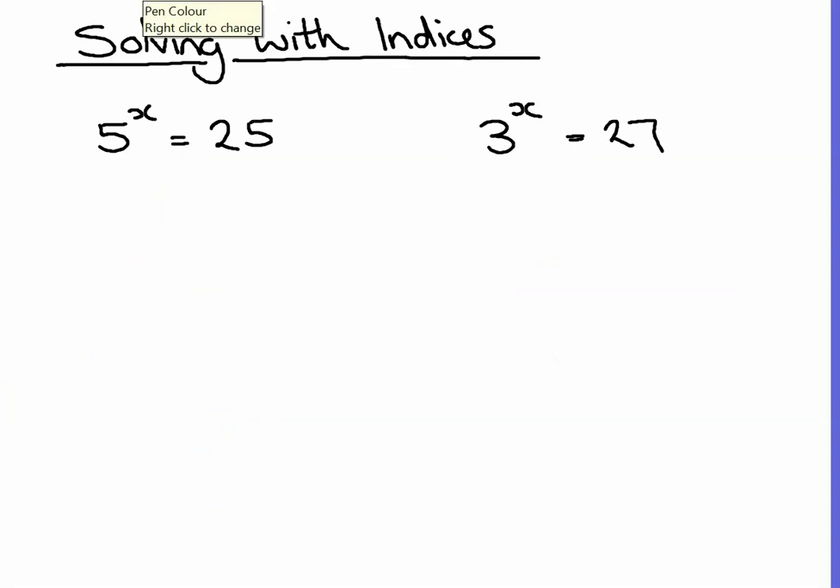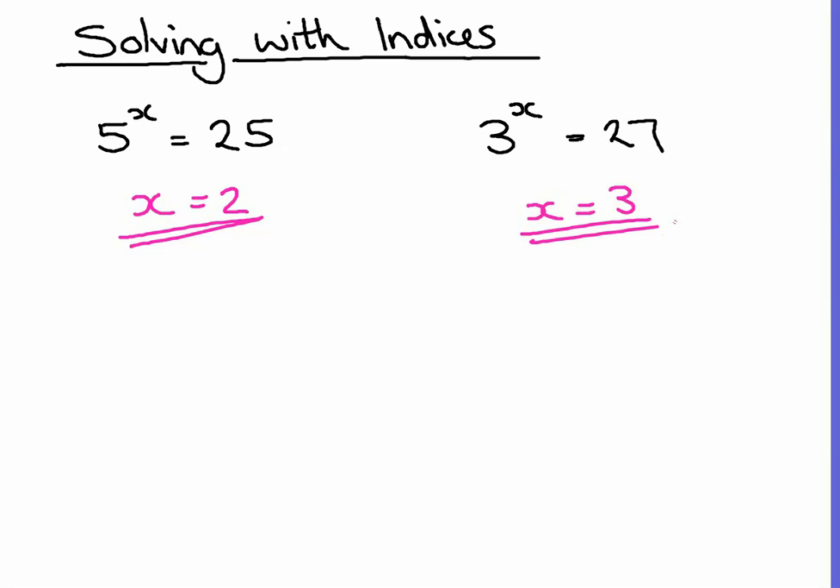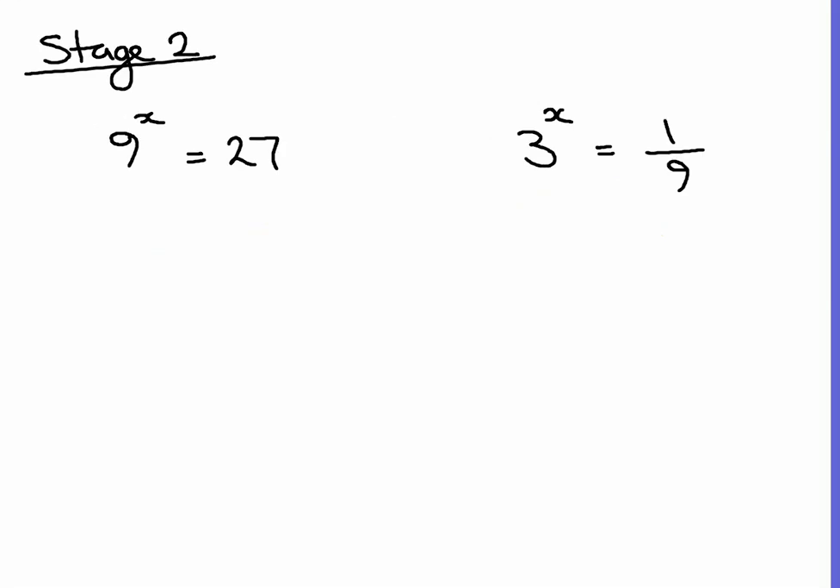Now, super easy, let's call this one stage 1 with examples like this. So what is x? Solve for x. 5 raised to something is 25. Well, that must be 2. That's easy. So some of them, stage 1, you can do just by looking. 3 raised to something is 27. Okay. 3 to the power of 3 is 27. Nice and easy. Let's go to stage 2.